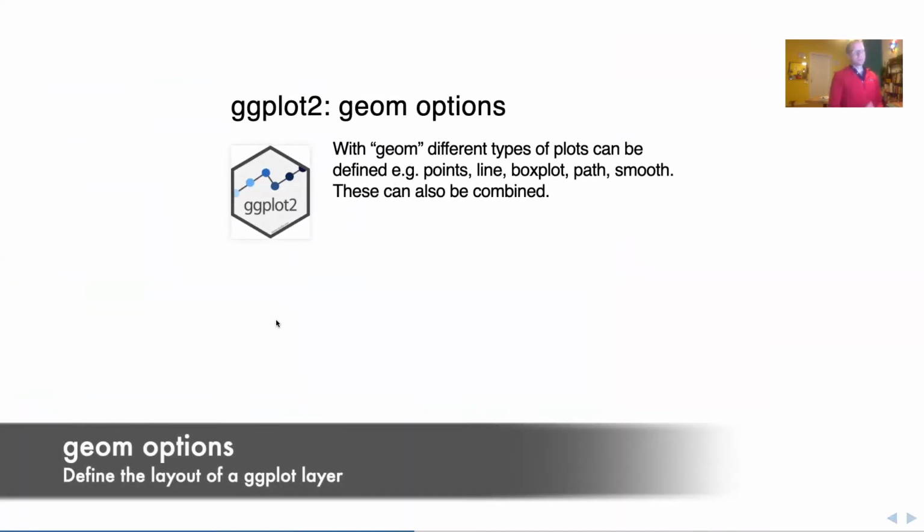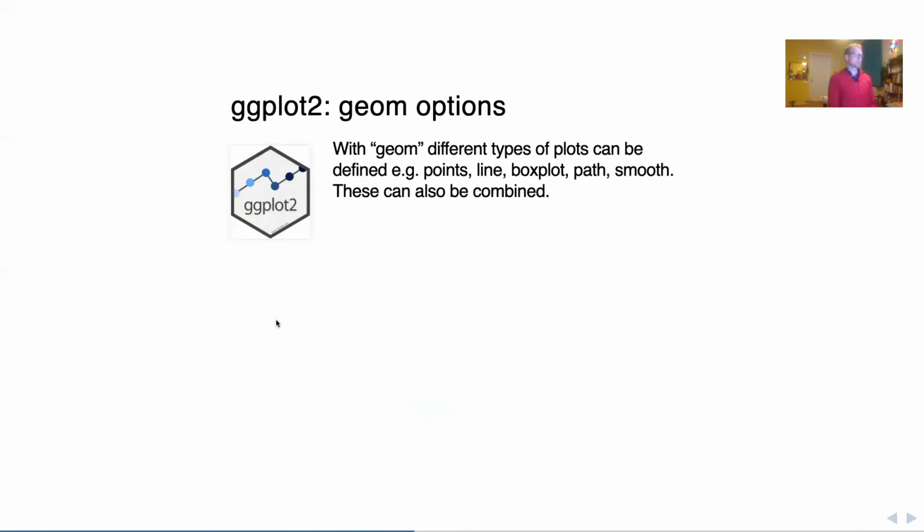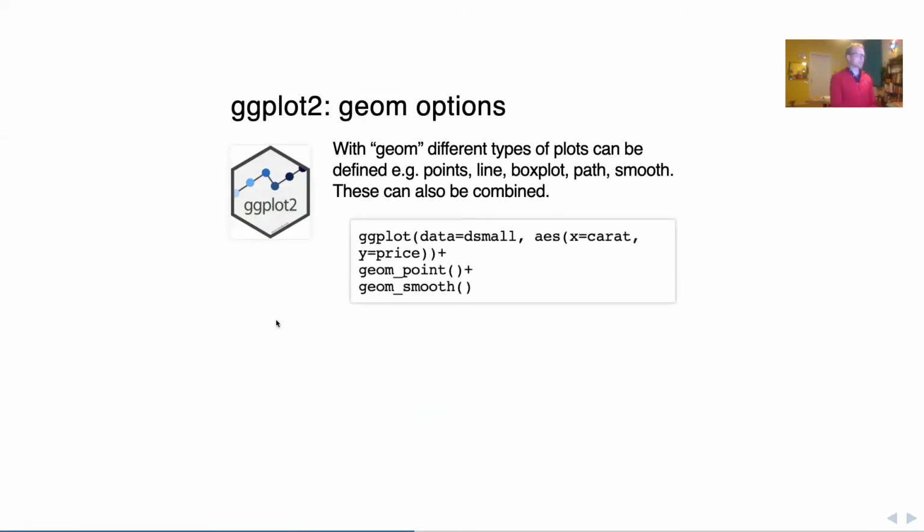Using the geom, so we tried geom point so far. Using the geom, different types of plots can be given. So there's all kinds of different options. Let's try a few. So again, we're going to use that d small data. That's the first 100 rows of diamonds. And X will be carat, Y price. Again, we're going to use both geom point and geom smooth. So let's see how that looks.